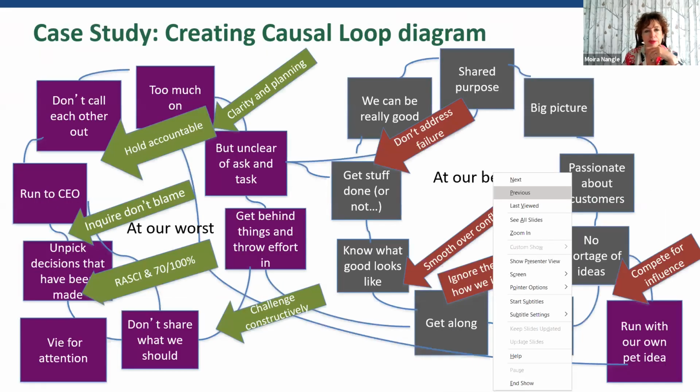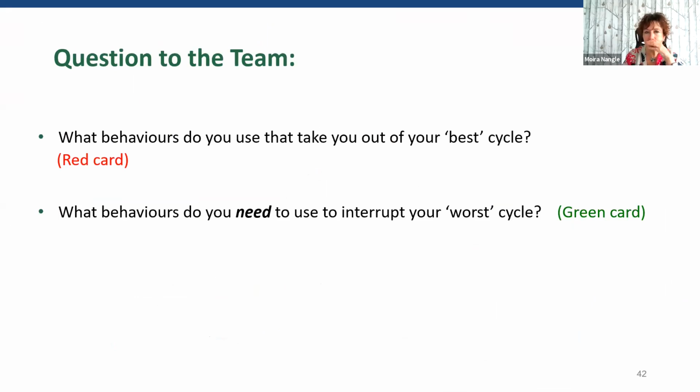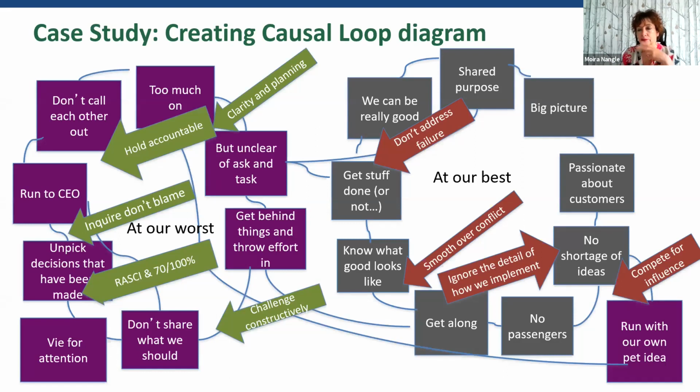Okay. So the question then becomes, what behaviours take you out of your best cycle? So Davo, hopefully I've answered that question. What are the things that sometimes can spill over? They appear to be best, but they take you out of it. And what behaviours do you need to use to interrupt your worst? What might be the green card behaviours which would interrupt? So if I just show you the causal loop slide again, in asking them, what are the behaviours that get in the way and what are the behaviours that could help interrupt the worst cycle?